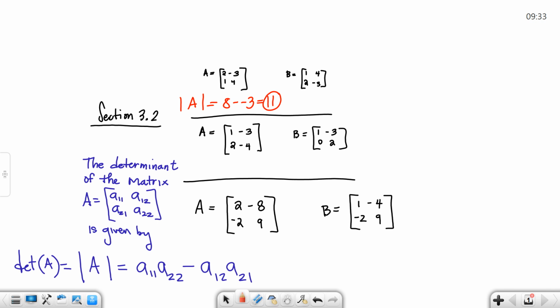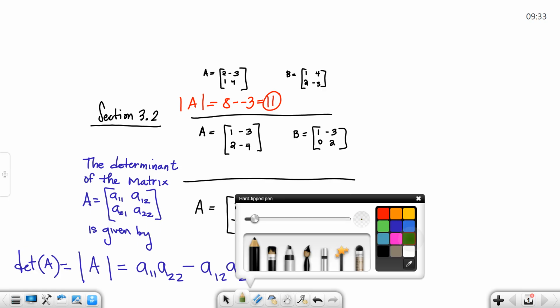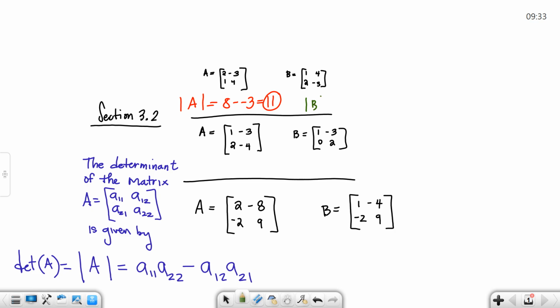I'm going to go back to my sheet really fast. There we go. And the determinant of this one, let's use green, is going to be negative 3 minus 8, which is going to be negative 11. Are there any questions with how we found those determinants? All right, so we're going to go through all the rest of them, kind of quickly.